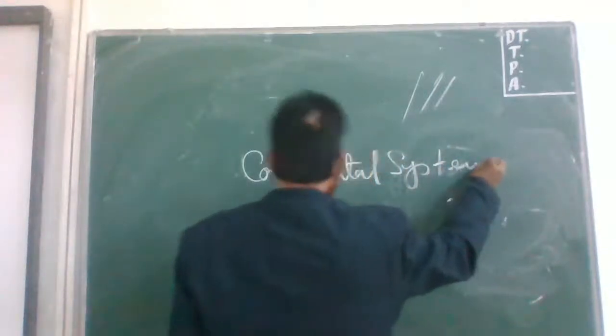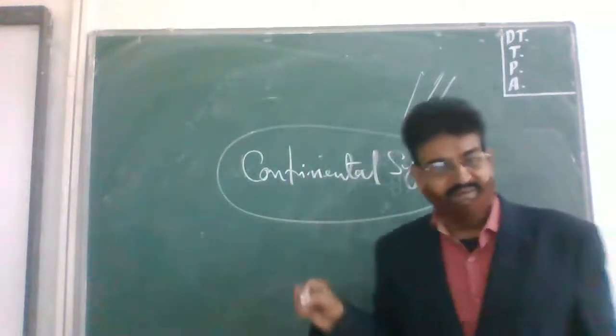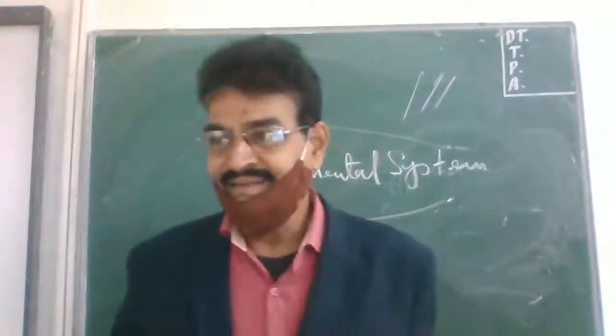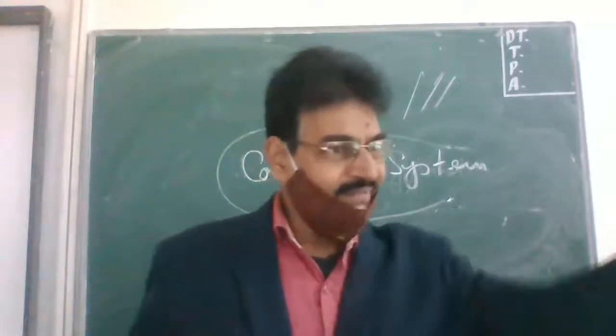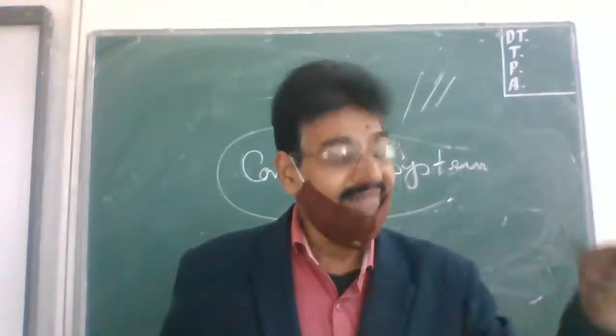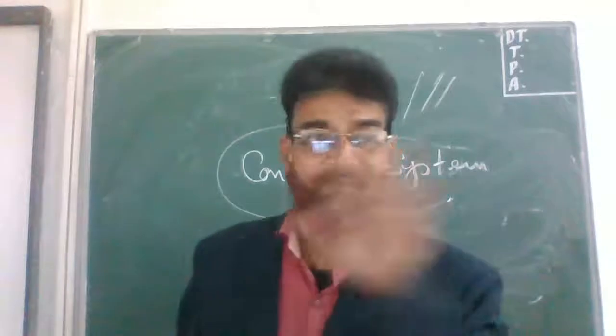Continental system. Under this system, Napoleon completely banned or completely restricted trade. Understand? Napoleon forced all the European countries not to have trade relations with Britain.